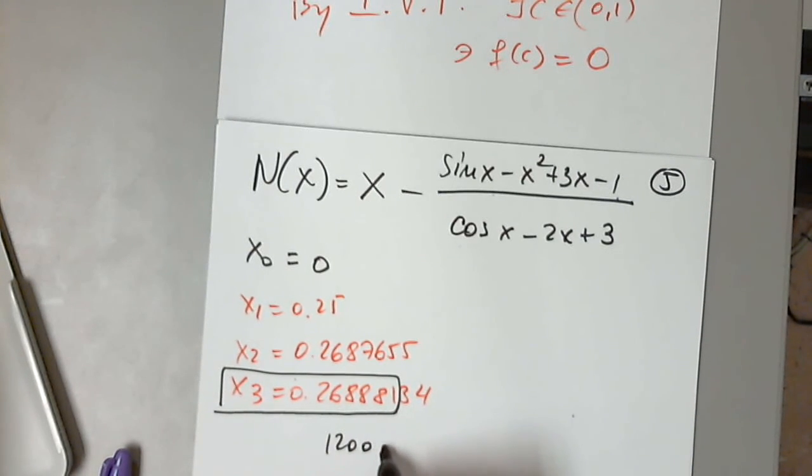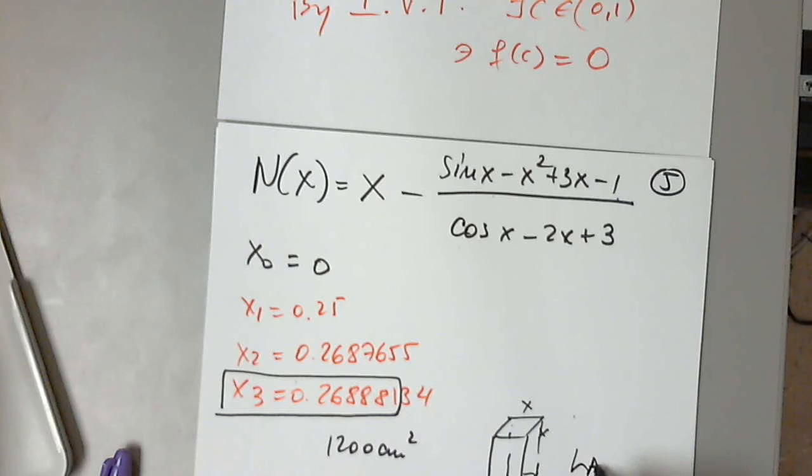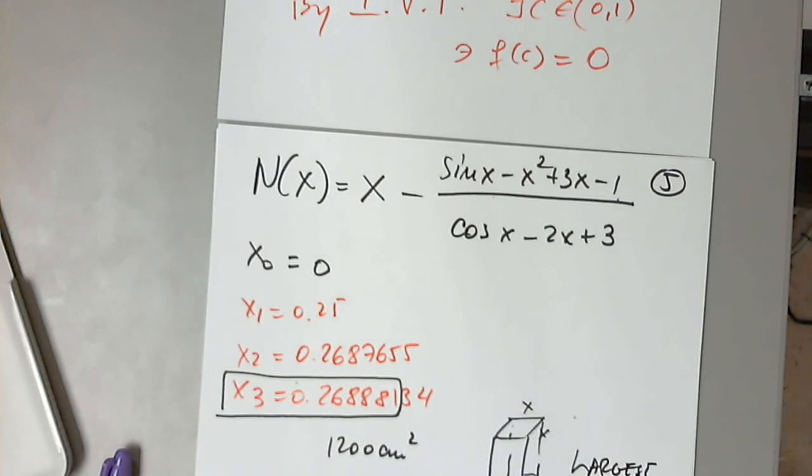So 1,200 centimeter squares of material is available to make a box with a square base and an open top. Find the largest possible volume, or max volume.